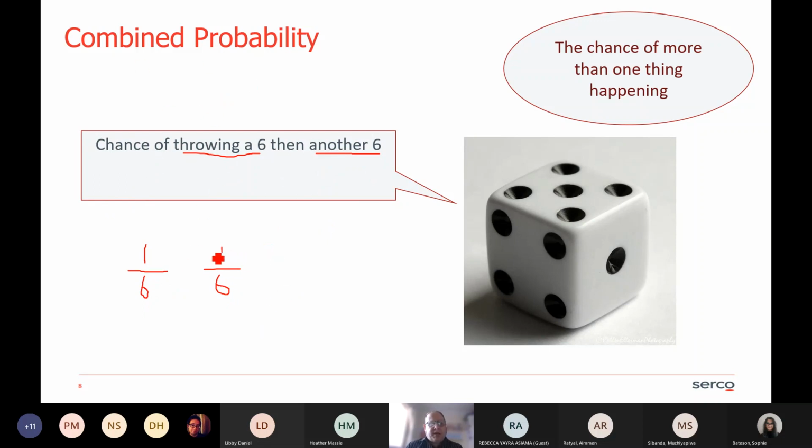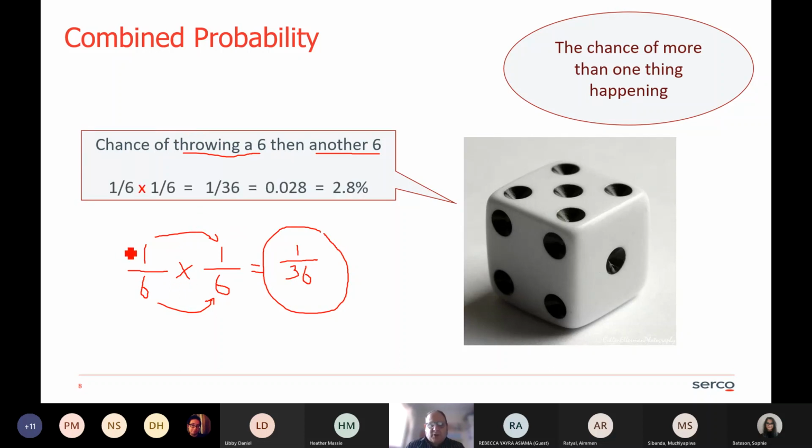And when we're doing a combined probability, what we do to work out the combined is we multiply them together. And again, bit of fractions work here. When you multiply in fractions, what you do is you multiply the top line, and you multiply the bottom line. So 1 times 1 is 1. And 6 times 6 is 36. And that's our combined probability. So the chance of throwing a 6 and then throwing another 6 is 1 over 6 times 1 over 6, which gives us an answer of 1 over 36. And we turn that into a decimal, 0.028, or multiply it by 100 to give us a percentage of 2.8%.